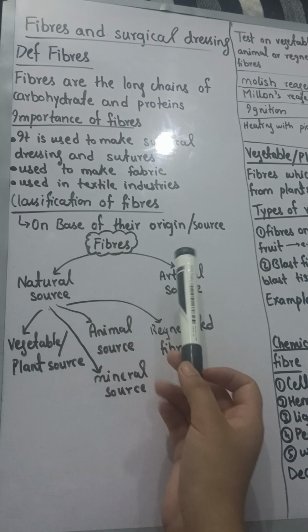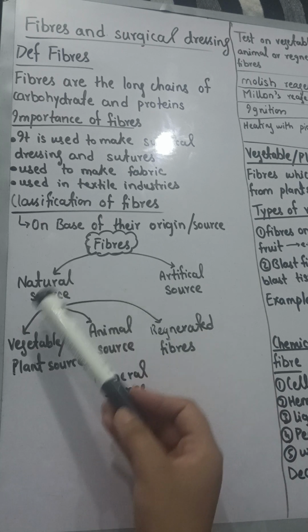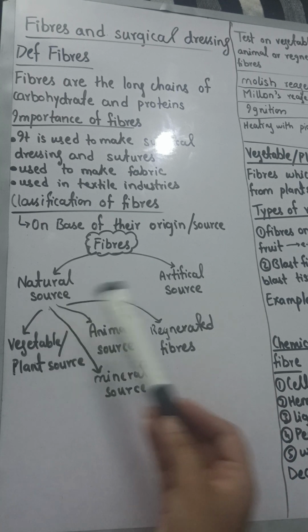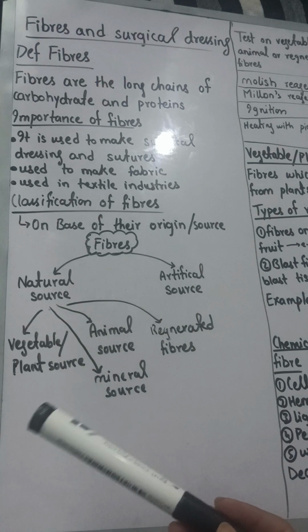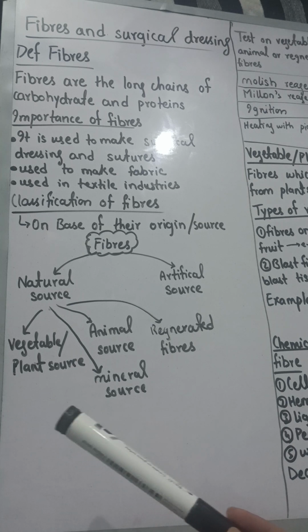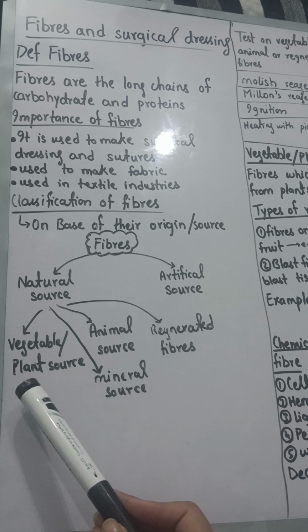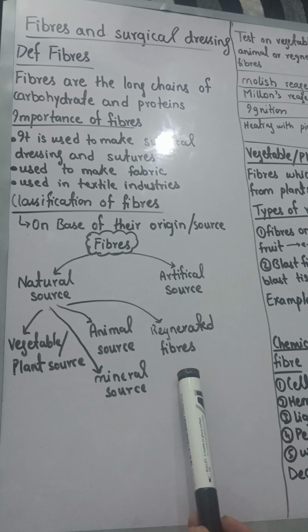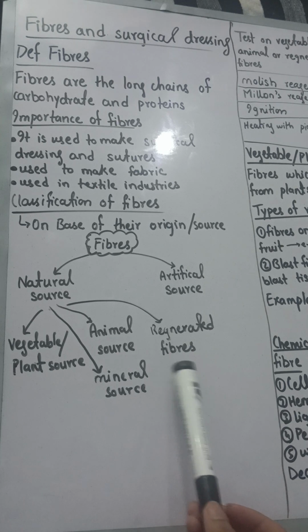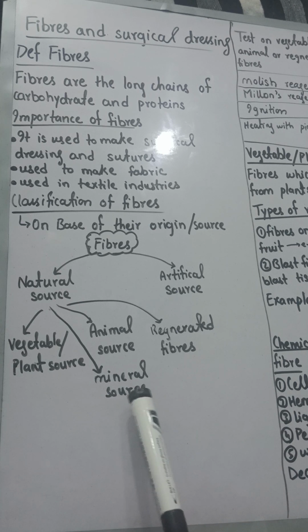Now let's classify the fibers. On the basis of their origin and source, fibers are divided into two groups. First is the natural source, and then the artificial source. Natural source means that they are obtained from natural sources, like your plants, your animals, your minerals. Vegetable and plant source means the fibers which are obtained from plants. Some are from animal source, some are regenerated fibers. Actually they are from the natural source, but we do some kind of modifications in them, and after that we use them. And last are some fibers which are from the mineral source.